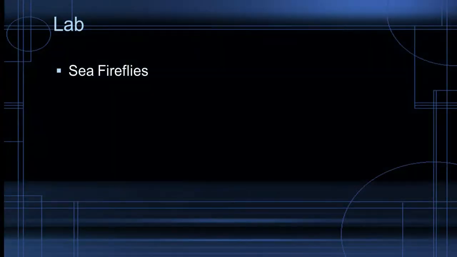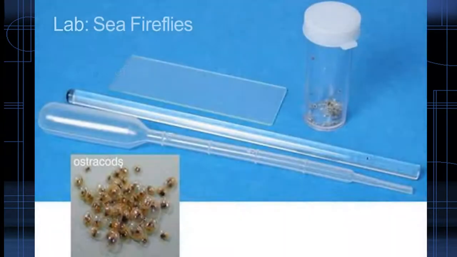Okay, so our lab that we would be doing right now is, I actually have ostracods for you. Ostracods are also known as sea fireflies. They're really a ton of fun to work with. That's why I didn't do them on a video for you. They look just like this. I have a vial with them in there, and then a slide and a glass rod to squish them. Right, so they look like that.